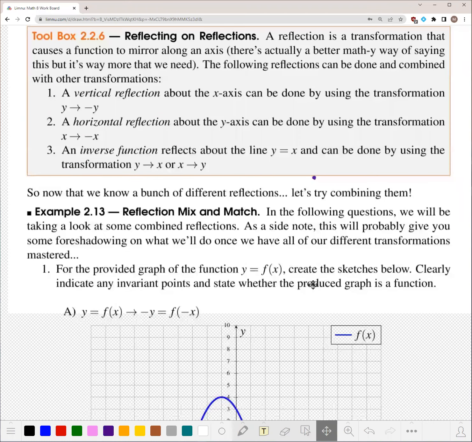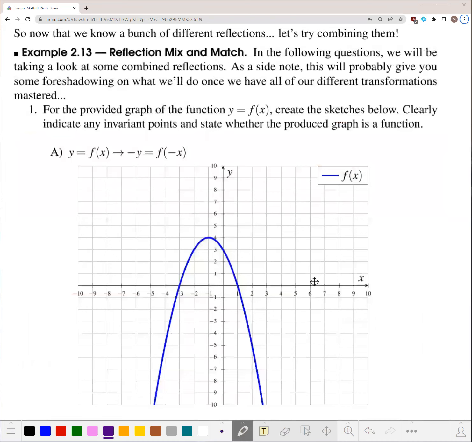The last thing we're going to have in this video is the fact that you can mix and match them. And it ends up being kind of interesting, I think, but we'll see that it's really not too bad. And we can do all of these without even worrying about the function. So here's how I would do this. If I want to replace y equals f of x with negative y equals f of negative x, that just means I'm really doing this. I'm going y becomes negative y, x becomes negative x.